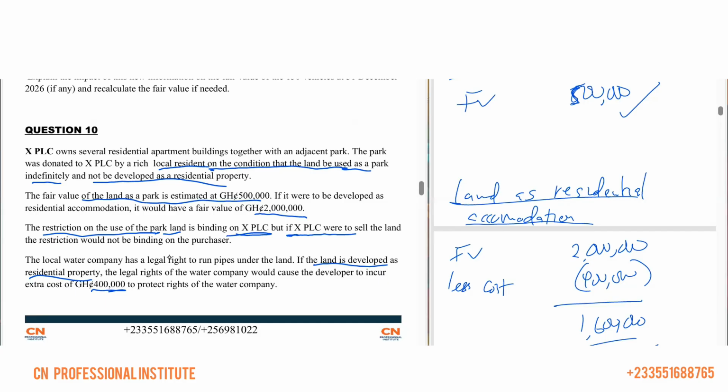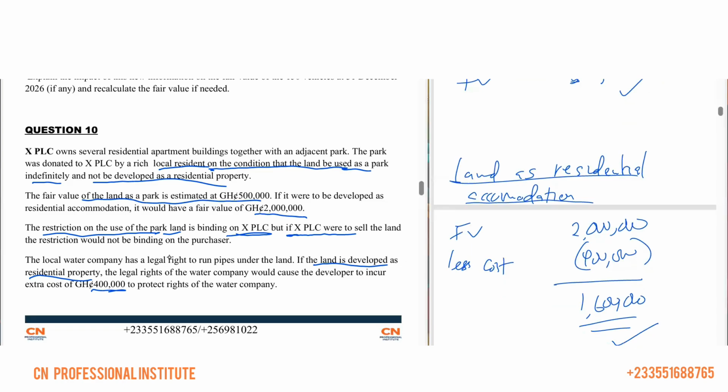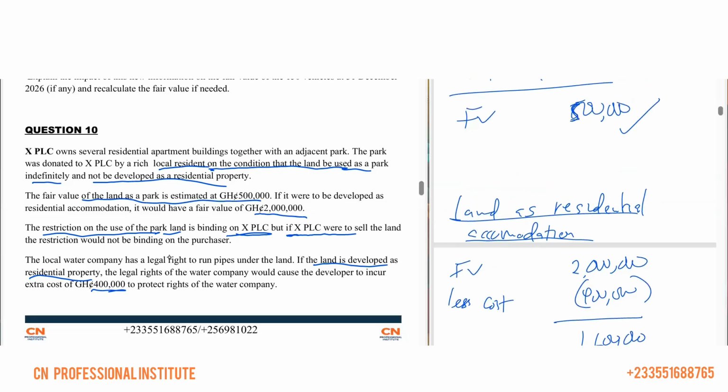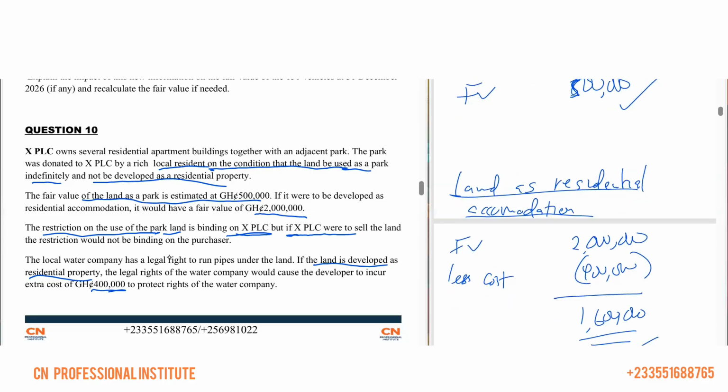Why is it permissible? One, because he said the restriction on the land is only on SPLC, and if SPLC sells, it will not pass to the buyer, the purchaser. And therefore, market participants will not take this restriction into account in arriving at the fair value. We are not going to say there's a restriction, so we can't use it for residential accommodation and have to use it only for park. No, this restriction will not be passed on to the purchaser.